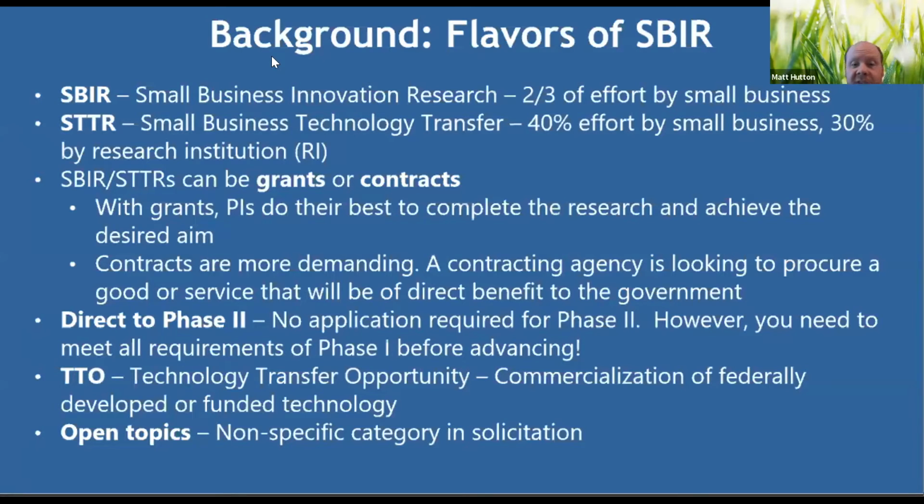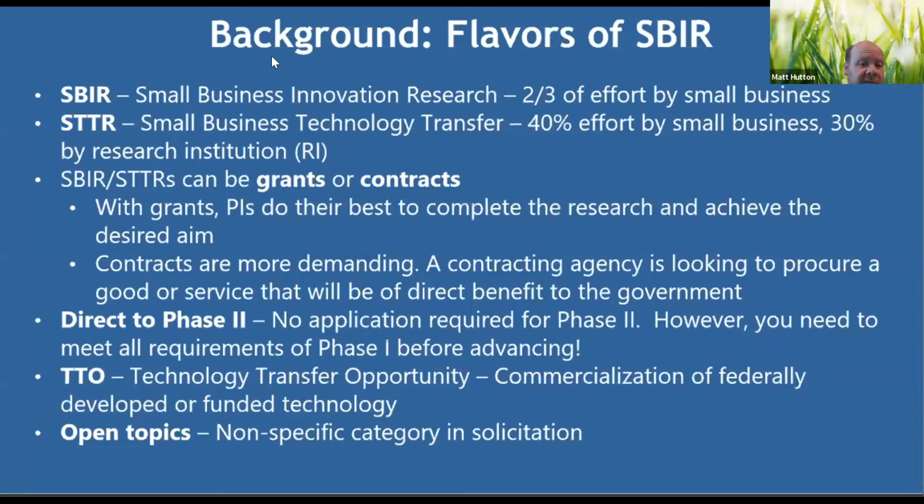There are direct to phase two projects. So you can go straight from phase one to phase two and apply just once to be awarded both of those. You can only do that in instances where they tell you that you can in the solicitation. And they still are separate projects. So even though you're just applying once, you need to meet all the requirements of phase one in order to roll over and have the funds released for phase two.